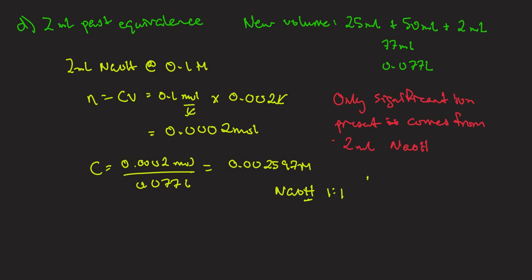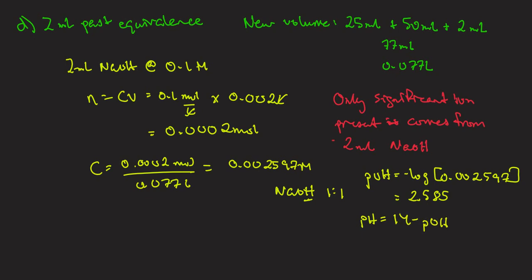So knowing this, we're going to plug it into our pOH like we did in the last point. pOH is the negative log of the concentration of OH, 0.002597. Okay, and we get 2.585. This means pH finally is 14 minus pOH. I explained that in the last step. So 14 minus 2.585 gives us a final pH past equivalence of 11.41, and this is our answer.